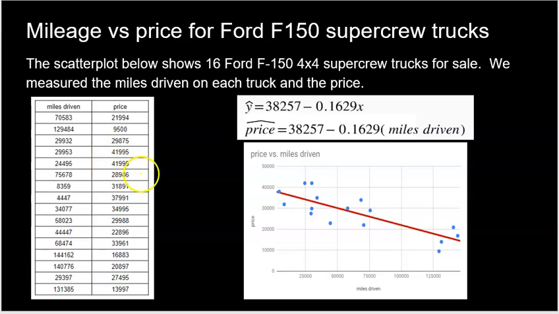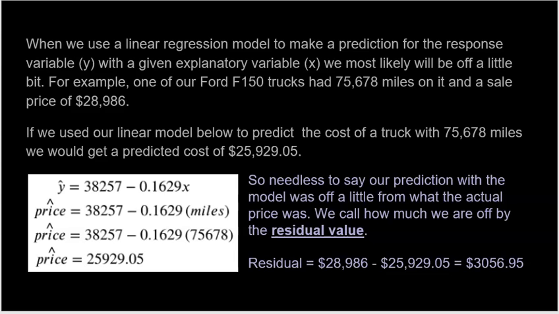That actual truck, if you recall, is right here somewhere. Oh, right here. This one right here. 75,678 miles and a sale price of $28,986. So here's the deal. If we used our linear model to predict the cost of a truck with 75,678 miles on it, we actually get a predicted price of $25,929.05.